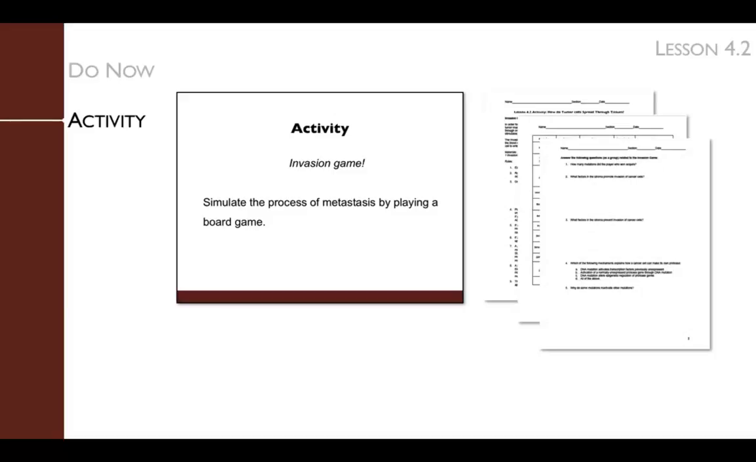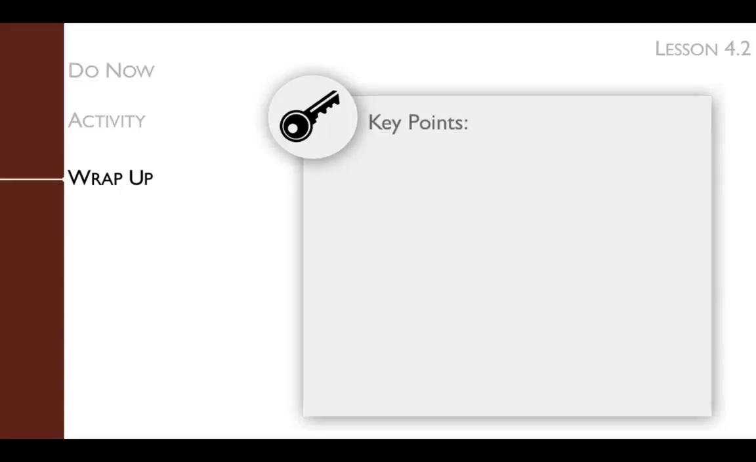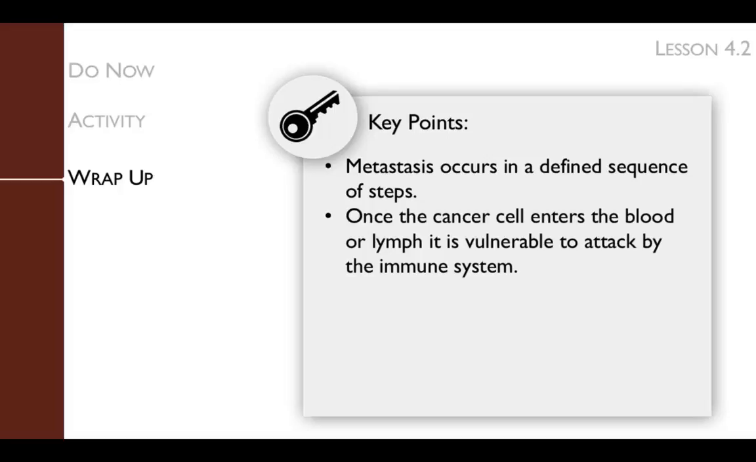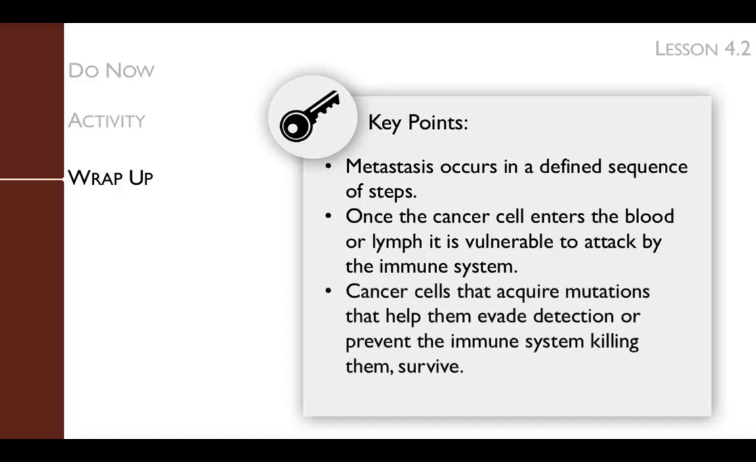After the game, students should complete the worksheet questions that prompt them to think about how different mutations affect the ability to metastasize. The key points of the wrap-up are that metastasis occurs in a defined sequence of steps. Once the cancer cell enters the blood or lymph, it is vulnerable to attack by the immune system. Cancer cells that acquire mutations that help them evade detection or prevent the immune system killing them survive.